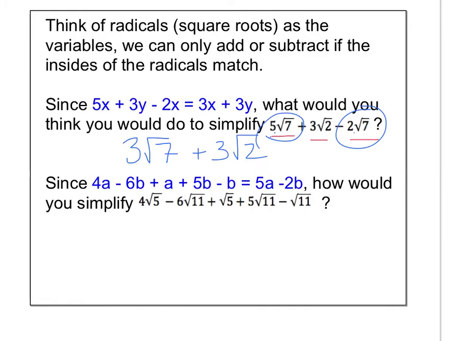Okay. Another one. If we look through this next one, again, I'm just replacing those a's and b's with the square root of 5 and the square root of 11. So I just look for all the square roots of 5 and combine those. I have 4 square roots of 5 and 1 square root of 5, altogether it's 5 square roots of 5. Next, when I look at my square roots of 11, I'm again adding and subtracting those coefficients. So negative 6 plus 5 is negative 1. Negative 1 minus 1 is negative 2.